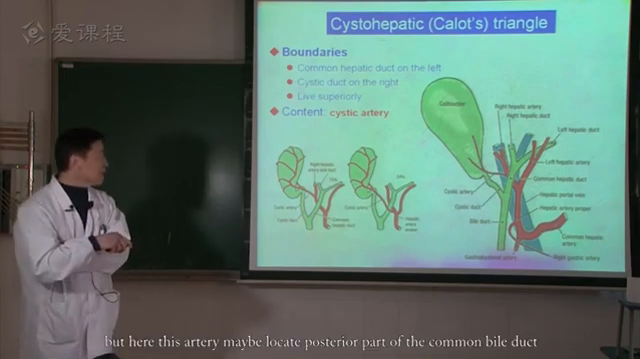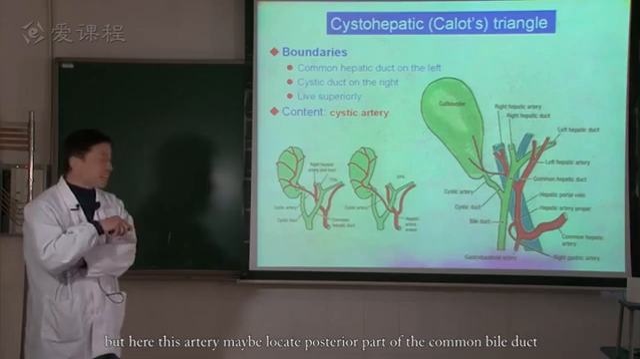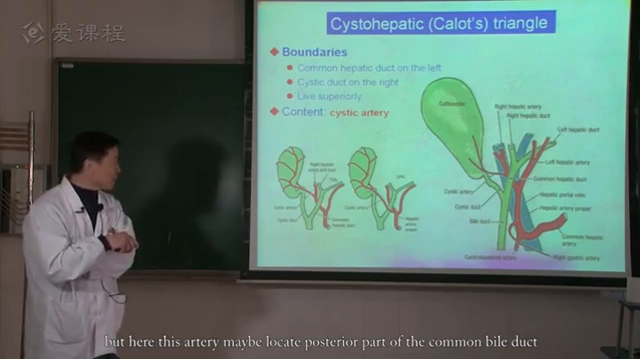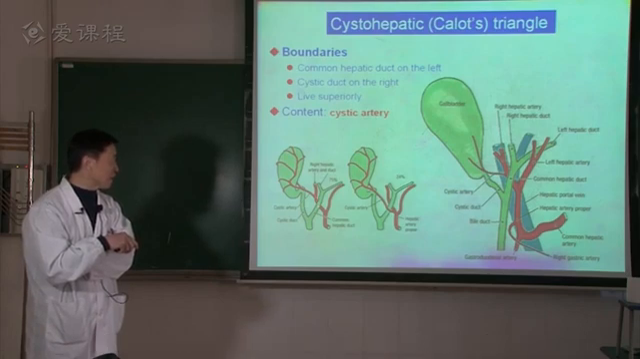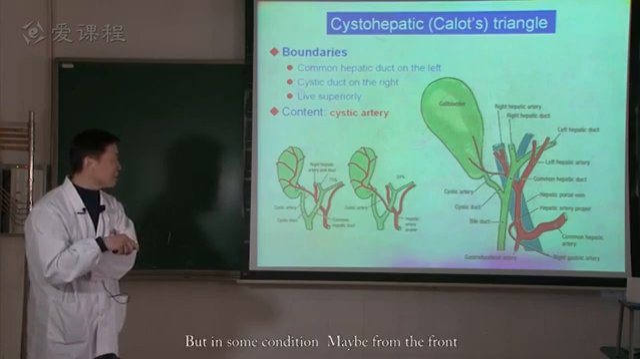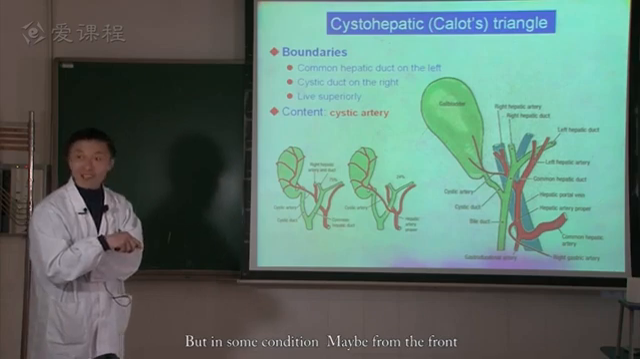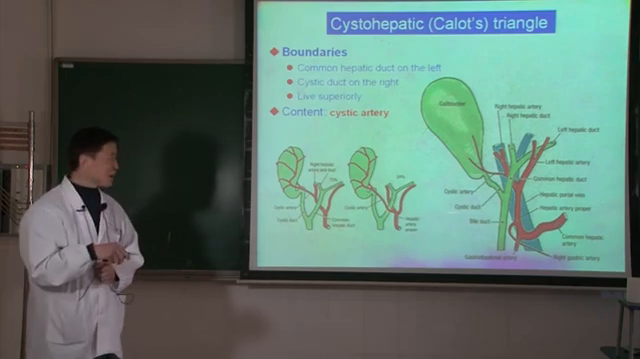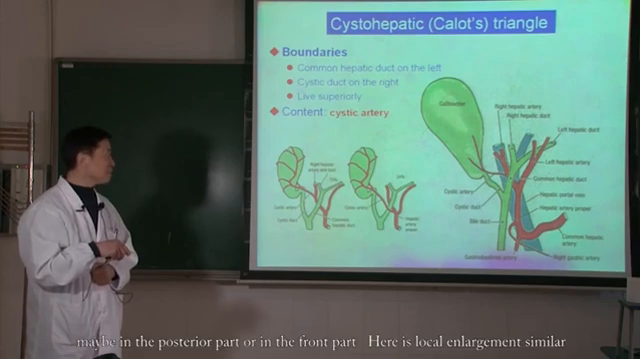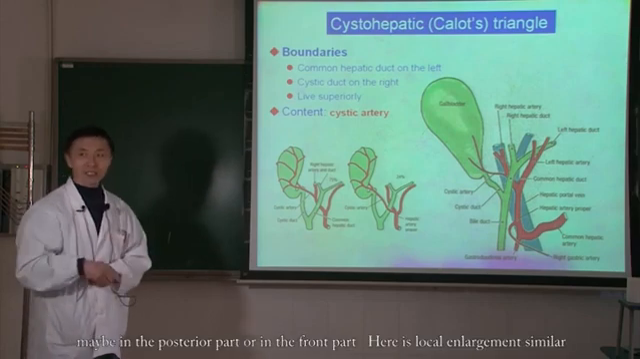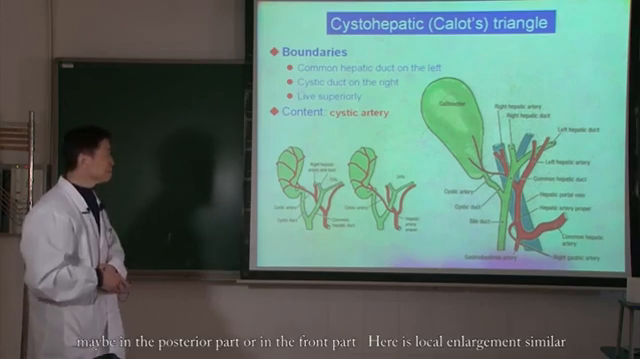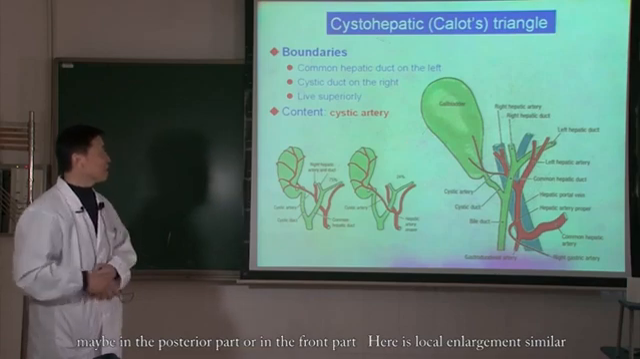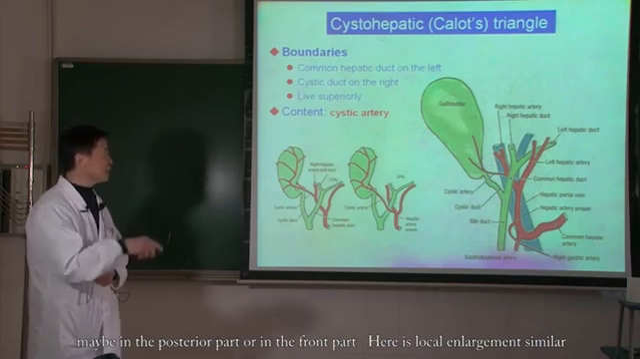But this artery is usually located posterior to the common bile duct. In some conditions, it may run in front of the common bile duct, and maybe in the posterior part, maybe in the front part.